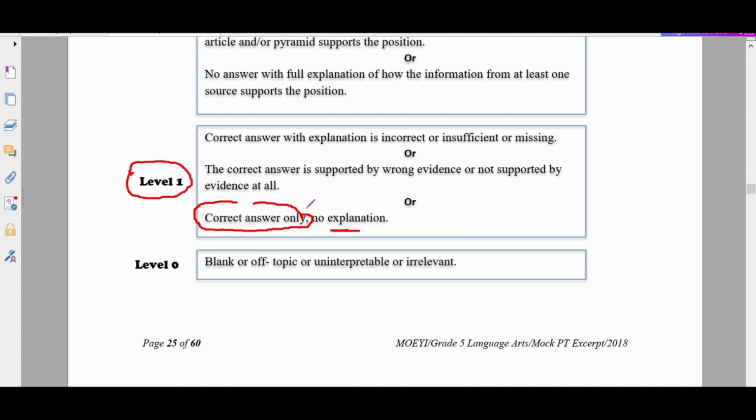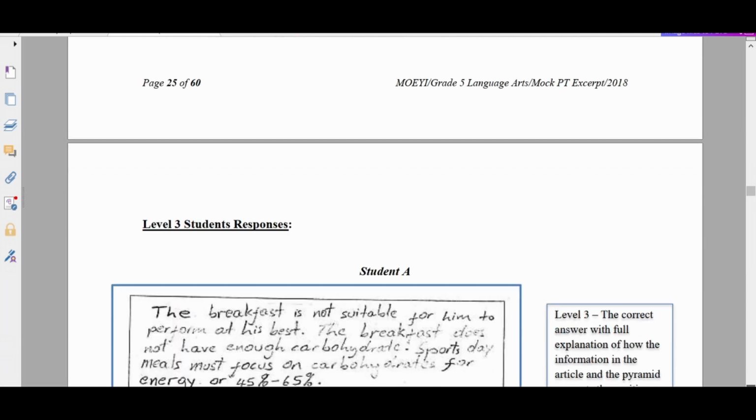So this PT is not about just the right answer. Yes, you get it right. No, you have to be able to explain what it is that you are doing. Level 0, blank or off topic or uninterpretable or irrelevant. So if you just make some scribbles on the paper, level 0. If you leave it blank, 0. If you have something that is not related, 0.